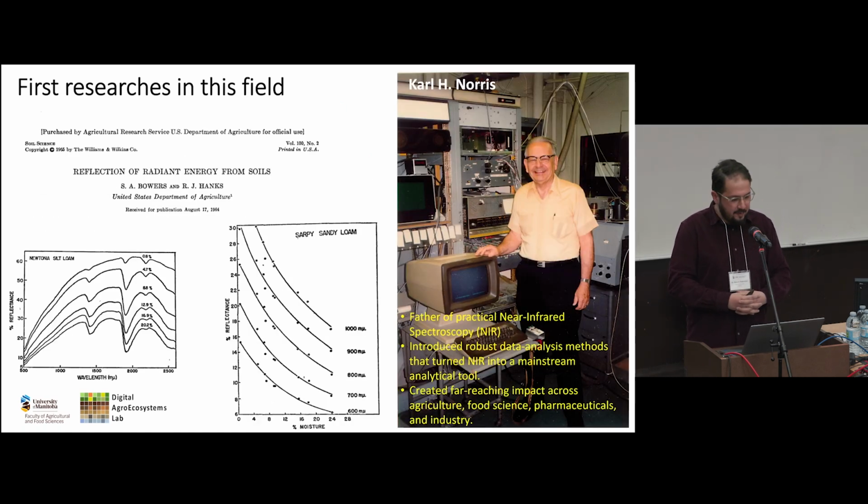First researchers in the field, Carl Norris, who is the father of, I would say, the practical near-infrared, started to measure the moisture content within the grains, knowing that having water within agriculture material could do more absorbance. And within that, other scientists also discovered the impact of the soil organic matter, the soil texture, and the existence of soil moisture on the absorbance.